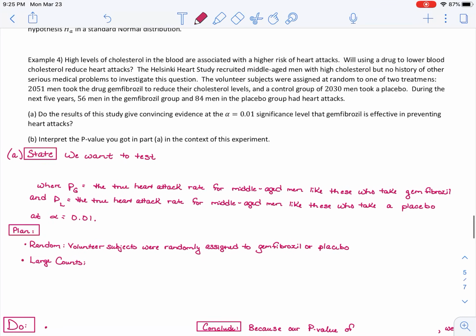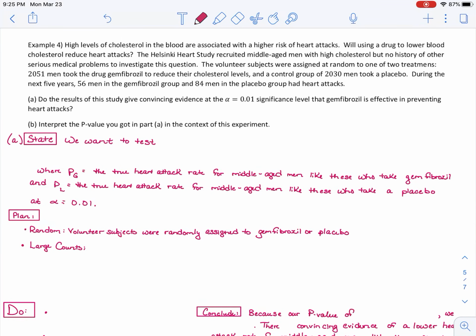Let's actually do this. So we're looking at high levels of cholesterol in the blood associated with a high risk of heart attacks. They're trying to see if using a drug to lower blood cholesterol does it reduce heart attacks. So the study recruited middle-aged men with high cholesterol, no history of other medical problems. They were volunteered, but they are randomly assigned to 2 treatments. That's a typo. So we have some of the men taking gemfibrozil and some of them taking a placebo. The next 5 years, 56 men in one group and 84 of the other had heart attacks. Do these results give convincing evidence? So there's some evidence, but is there convincing evidence that the gemfibrozil is effective in preventing heart attacks?